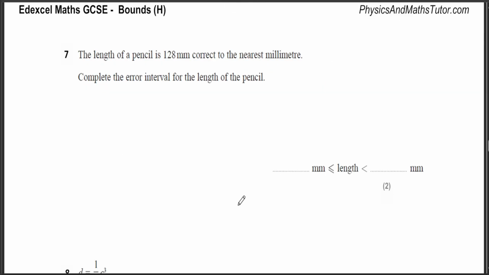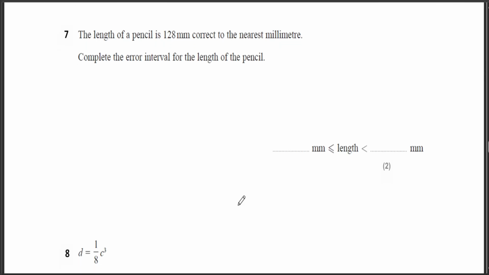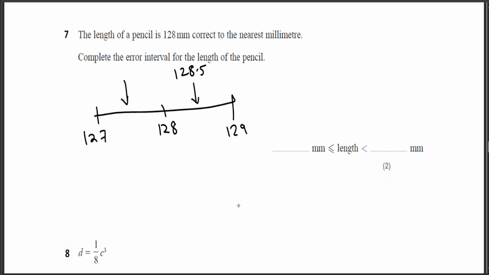Question 7. The length of a pencil is 128 millimeters, correct to the nearest millimeter. Complete the error interval for the length of the pencil. So again, we have something like this. We have 128, then we have 128.5. Obviously this is 129, this is 127, so this one is going to be 127.5. So the error interval is 127.5 and 128.5 as your upper bound.